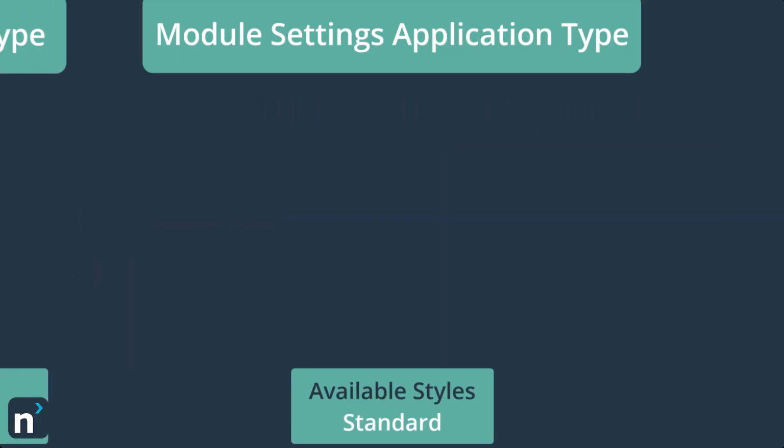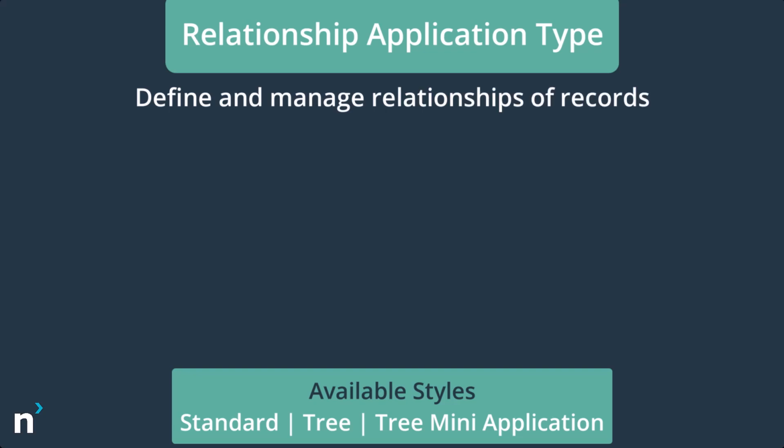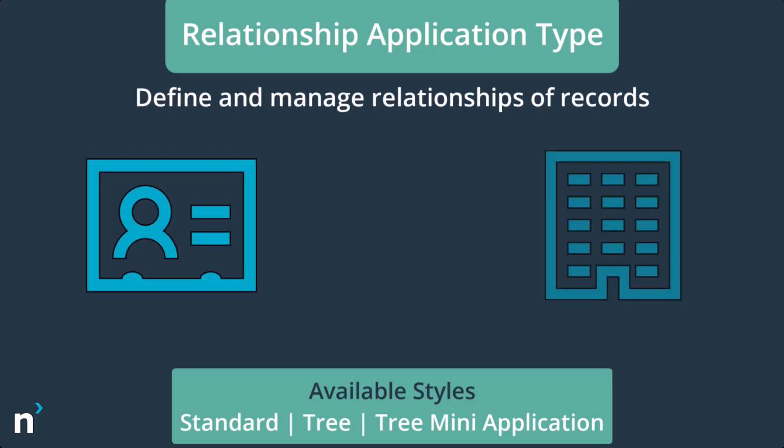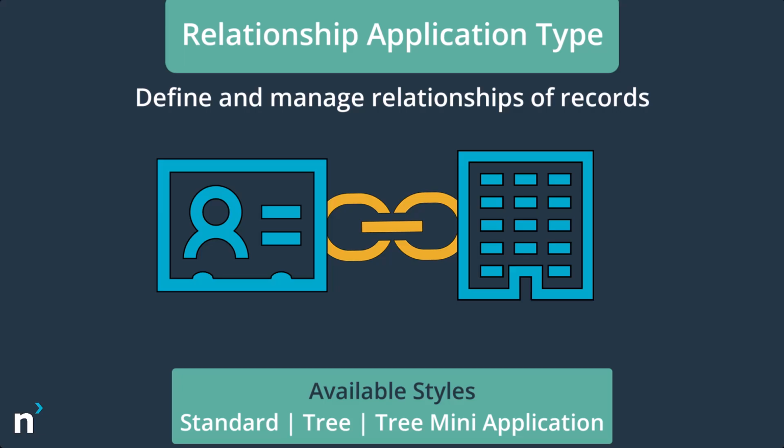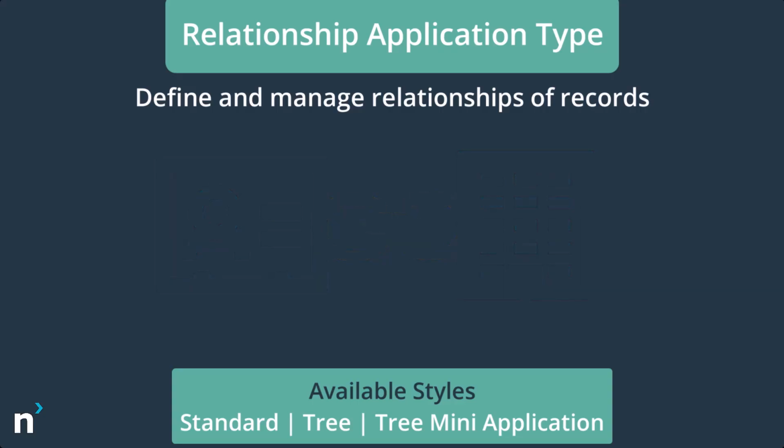The Relationship application type is used to define and manage relationships between records in the same table. For example, you can create a relationship between two records in a directory to link a customer contact record to the record for the company that the customer works for. When you create a relationship between two records, there is one parent and at least one child record.